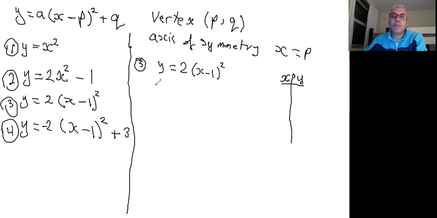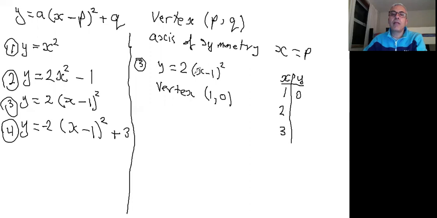Now, my vertex here is 1 and 0, because as you notice, we have the p, which is the 1, and the q, there's no q there, so that indicates that the q is 0. So my vertex is 1 and 0. That's the first thing I do. I put my vertex there, then I go to the x values and choose the two next x values after 1, which is the 2 and the 3.